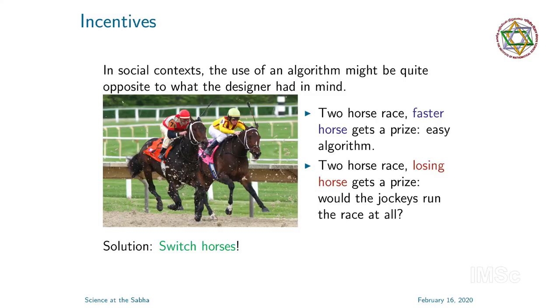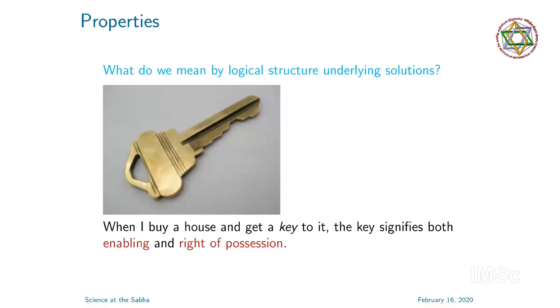Solution is very simple. Switch horses. I ride your horse, you ride mine. And we run for our lives, right? And well, the slower horse will get the prize, and I hope my horse will get the prize, right? So, you have a capability or a procedure developed with something in mind, but it can be used in a completely different way and for a very different purpose as well. I've put an incentive there. Something we can think about.